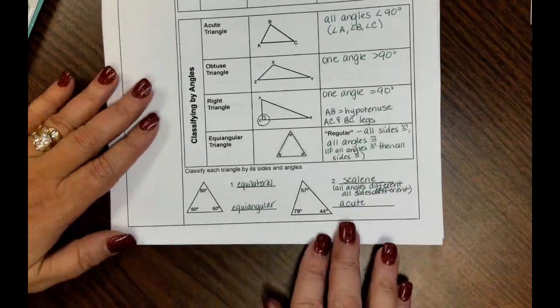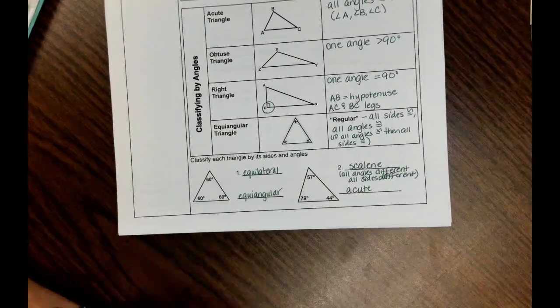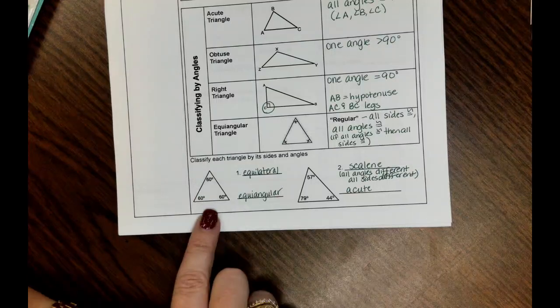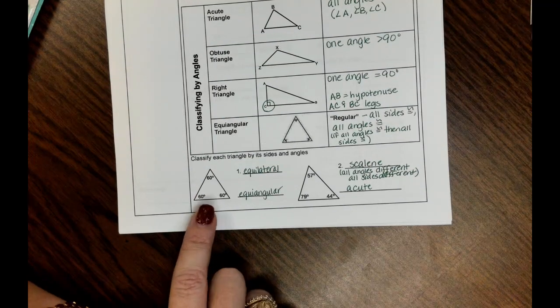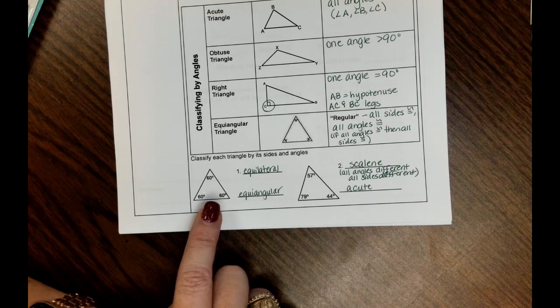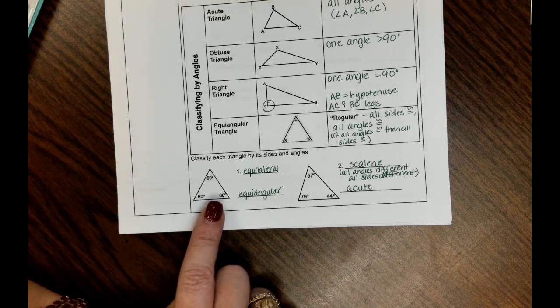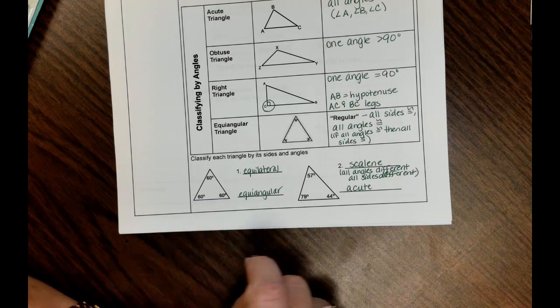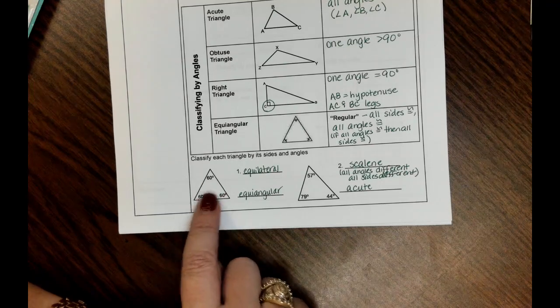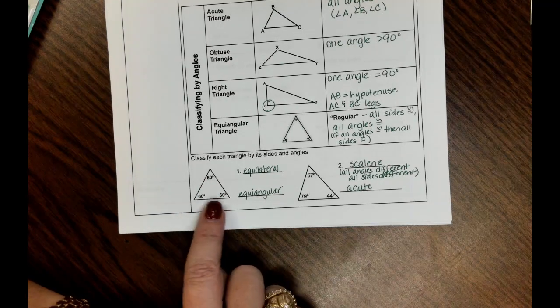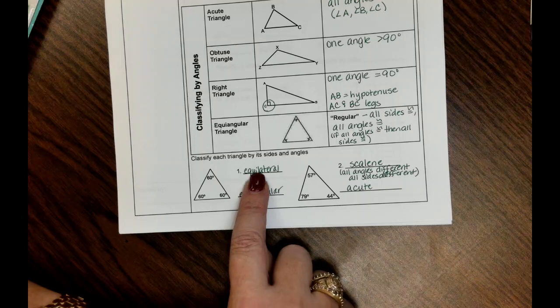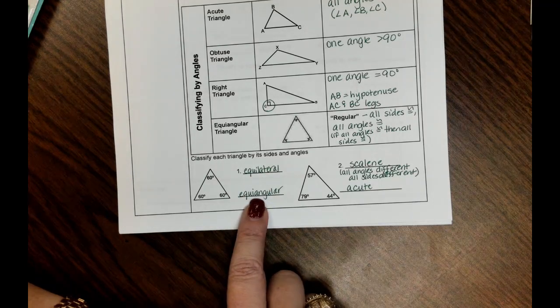Okay? So, if I want to classify these by its sides and its angles. Now notice, I didn't give you any of the sides, but that's okay, because based on what we learned about angle-side relationships, we won't know their lengths, but we will know them in relation to others. So when we have all three angles equal, that means that all three sides have to be equal. So that means it is equilateral, classified by sides, and it is equiangular, classified by angles.